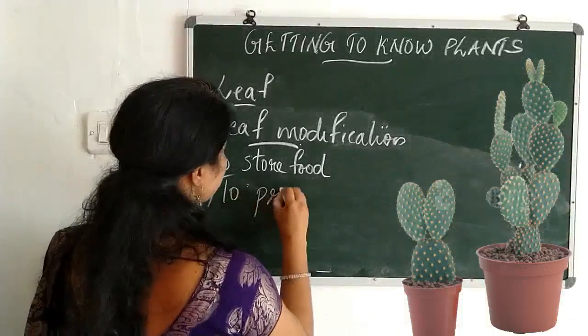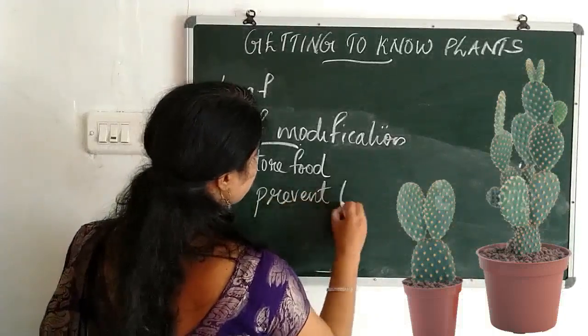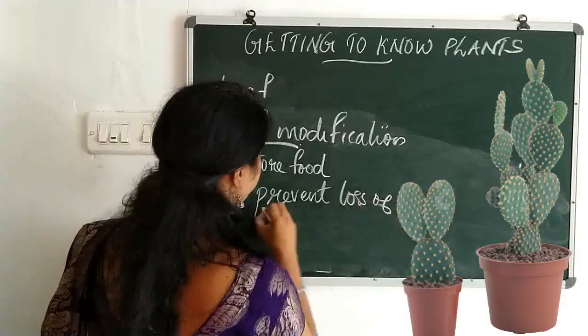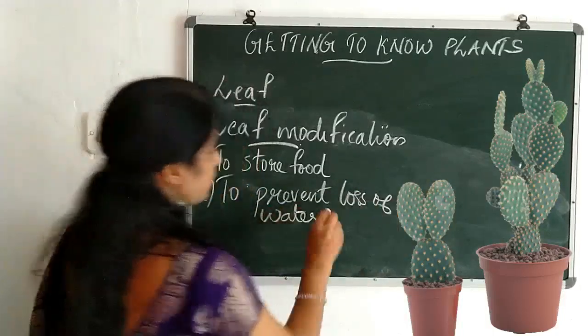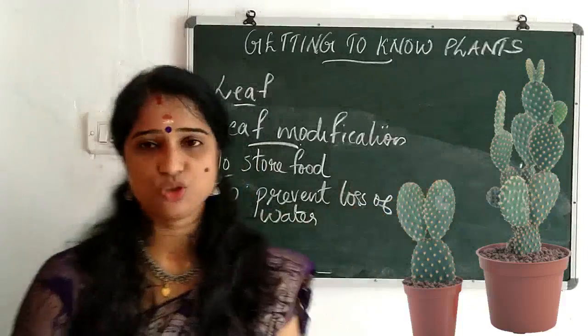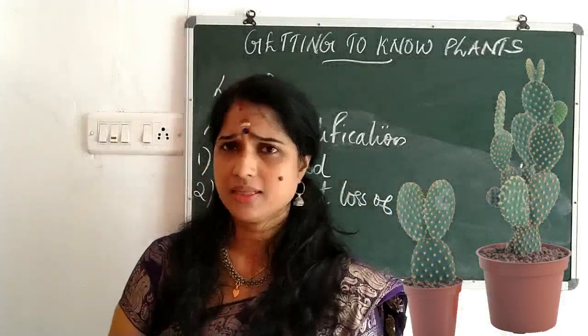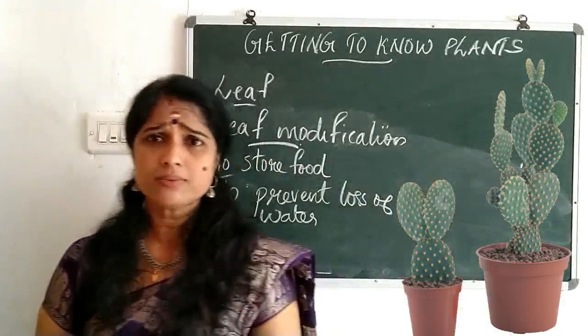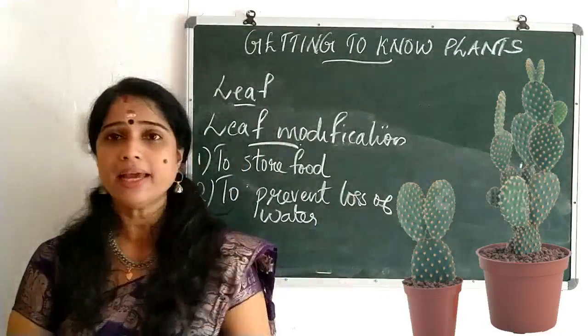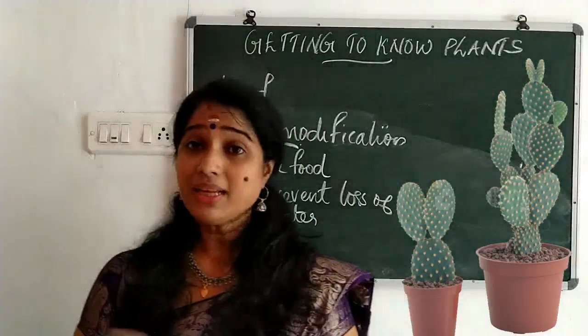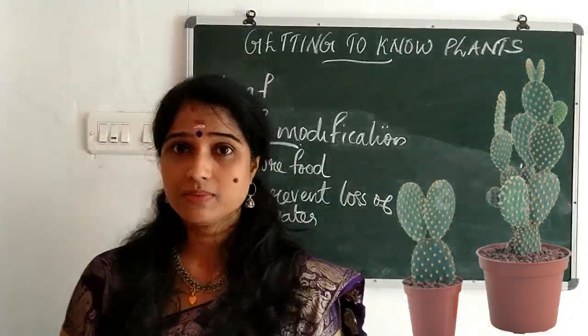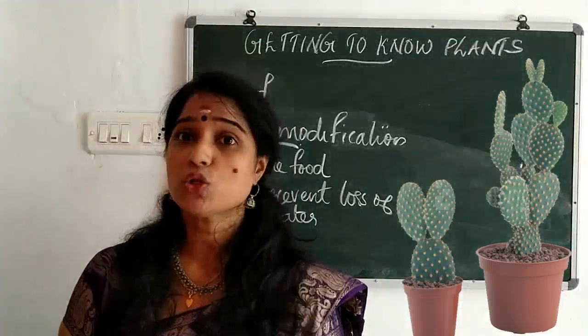to prevent loss of water. Just observe the cactus plant. You know about the cactus, isn't it? Can you see leaves there? No. Then what else do you see there? Spines. Why are the leaves changed into spines? Yes, to prevent the loss of water.